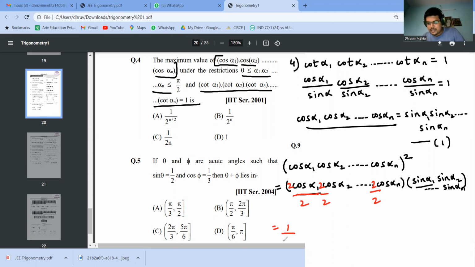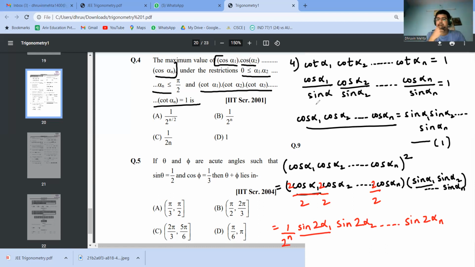So do you guys agree with me? In the denominator we will get 2 raised to n. और जो numerator है, in the numerator we now have sine of 2 alpha 1, sine of 2 alpha 2 up to sine of 2 alpha n. And are you guys following this? Yes. अच्छा, तो इसका मैक्सिमम वैल्यू क्या है? What is the maximum value of sin 2 alpha 1?